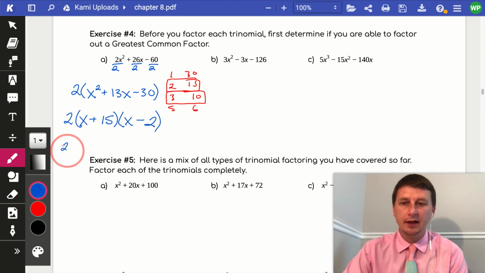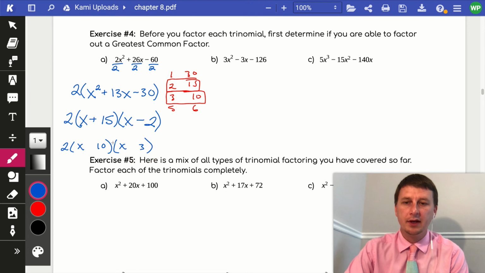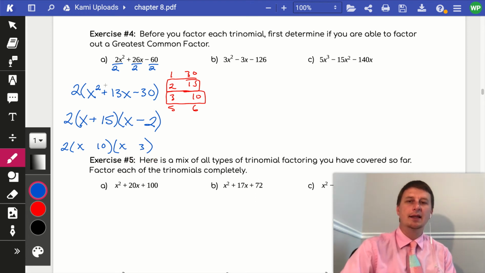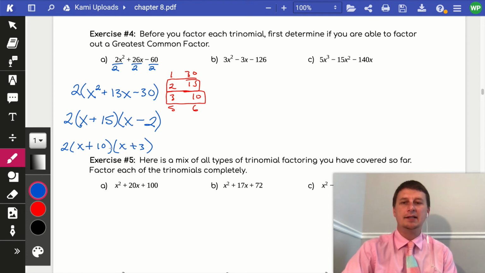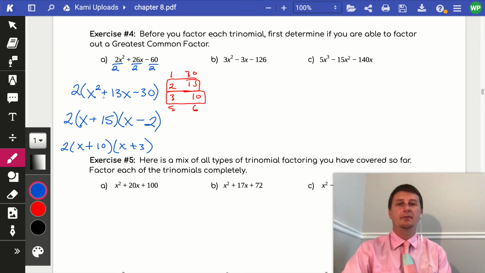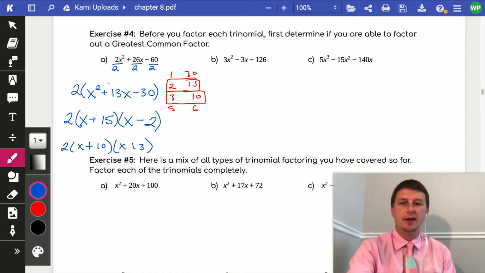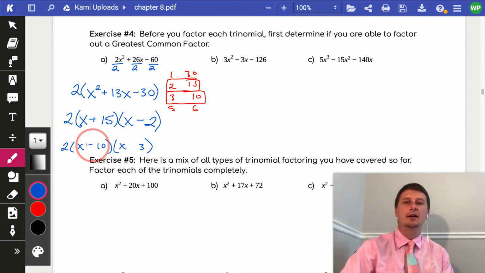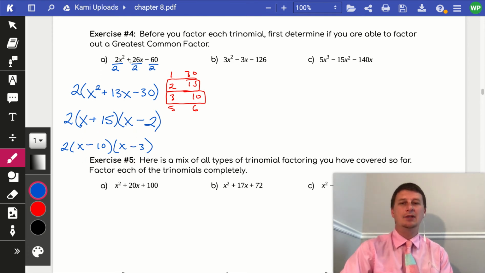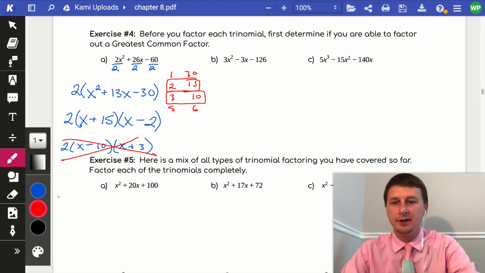But again, if you were to write out x and 10 and x and 3, there is no possible combination of signs that will give you a positive 13 and multiply to a negative 30. You might try positive 10 and positive 3. That adds to 13, yes, but it doesn't multiply to negative 30. So then you might try negative 10 and negative 3. That combines to negative 13. No good. You might try negative 10 and positive 3, but that combines to a negative 7. No good. So the only way possible is using 15 and 2, not 10 and 3.